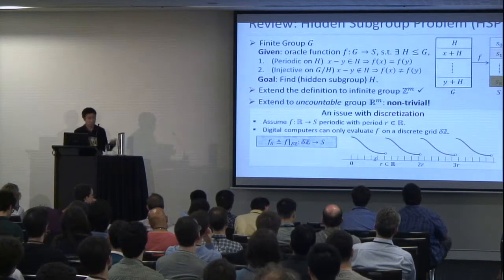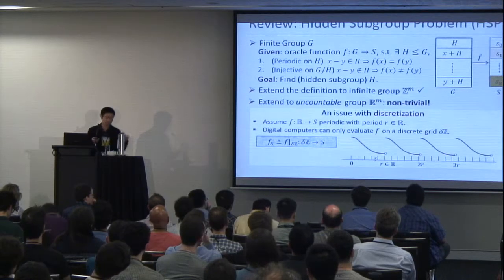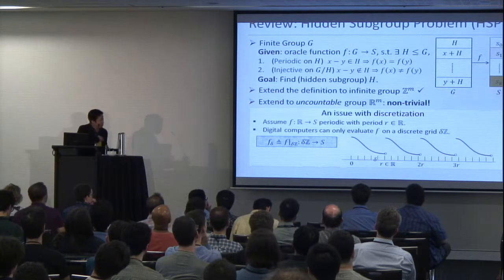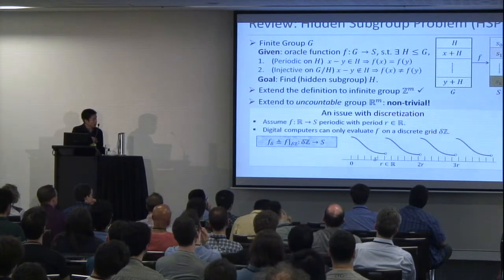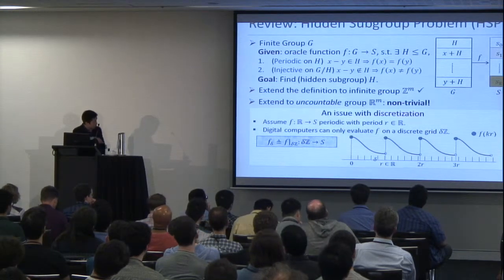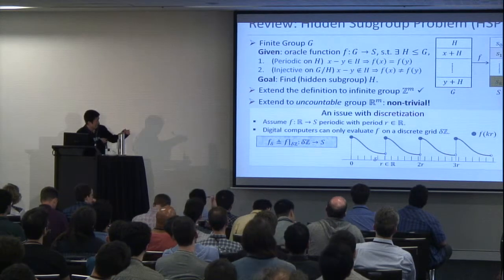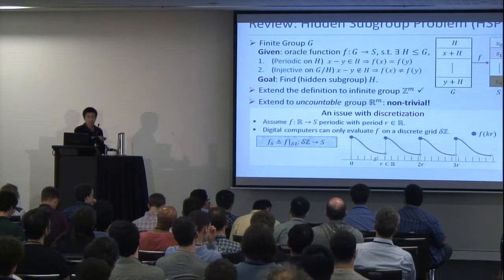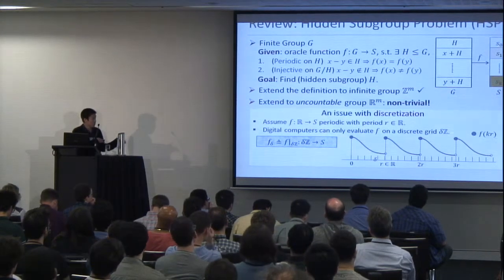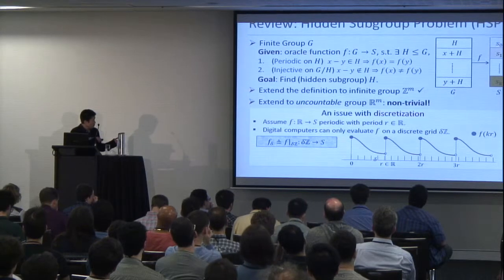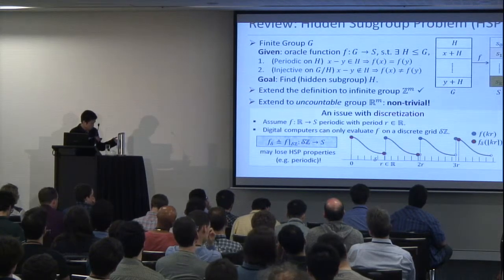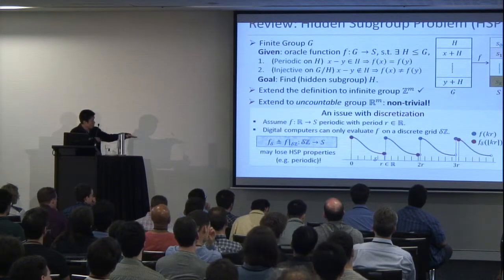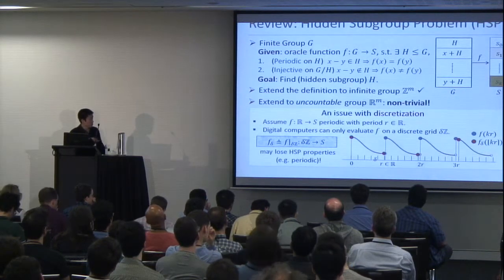However, computers, no matter classical or quantum, are both digital. Namely, we can only evaluate the function on a discrete grid. So we know the original function is periodic. These blue dots are integer multiples of r, and they all have the same value. However, after restricting to the discrete grid, the function may lose the periodic property.